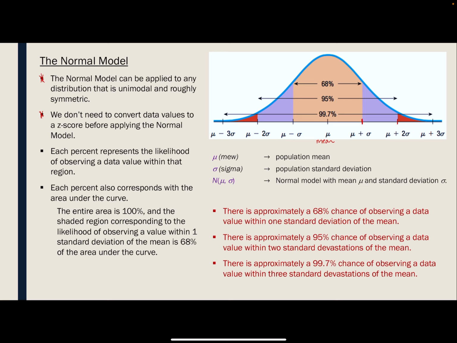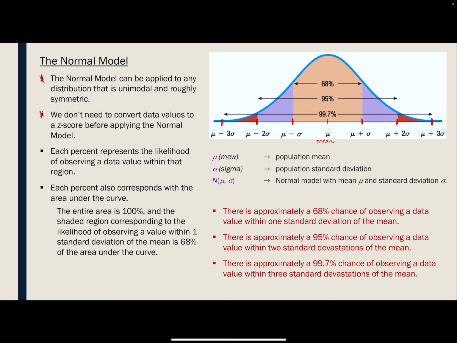And now I have that empirical rule again, where it says that 68% of the data will be within 1 standard deviation of the mean, 95% of the data will be within 2 standard deviations of the mean, and 99.7% of the data will be within 3 standard deviations of the mean.